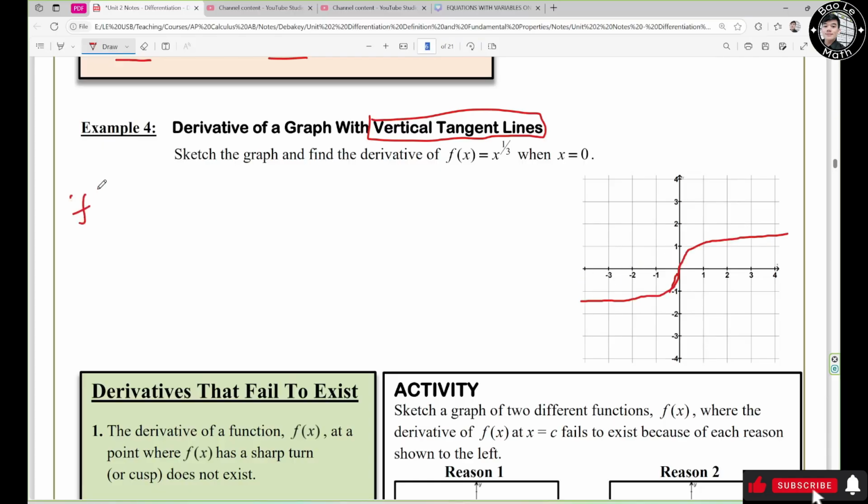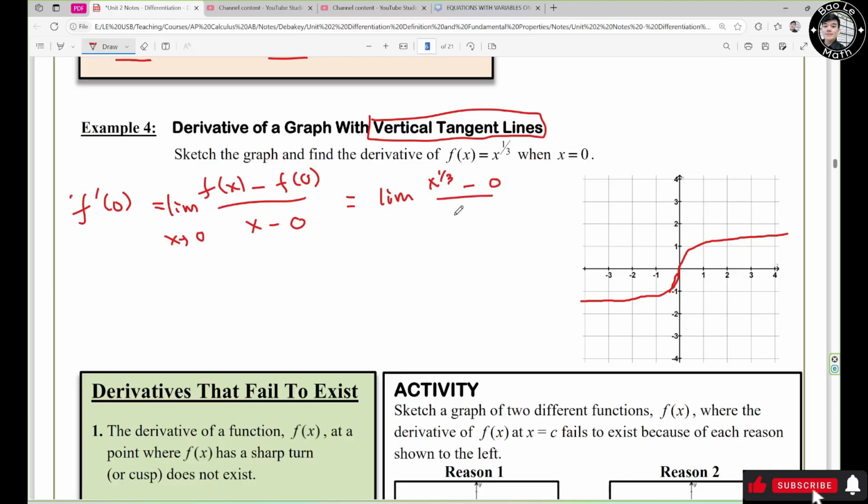We have f prime of 0 equals f of x minus f of 0 over x minus 0 when x approaches 0, right? So it's gonna be the limit of x to the power of 1/3 minus 0 over x when x approaches 0, right?